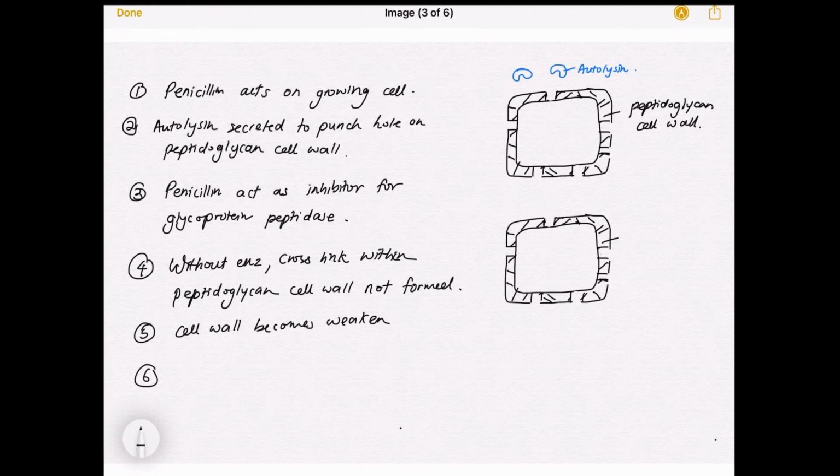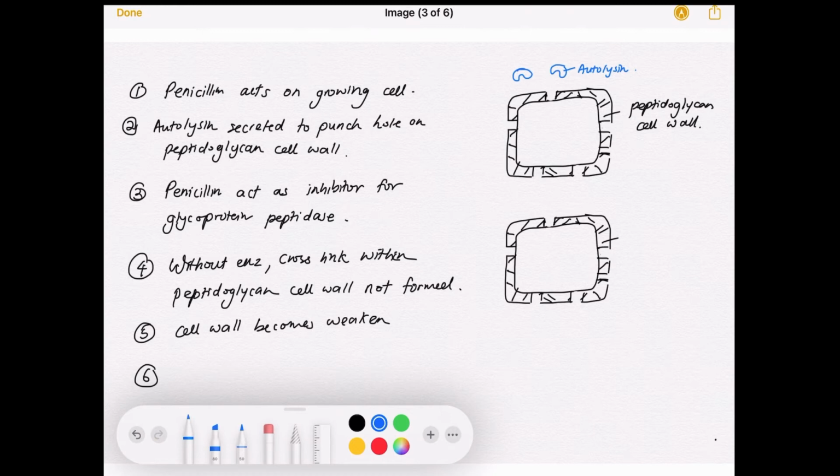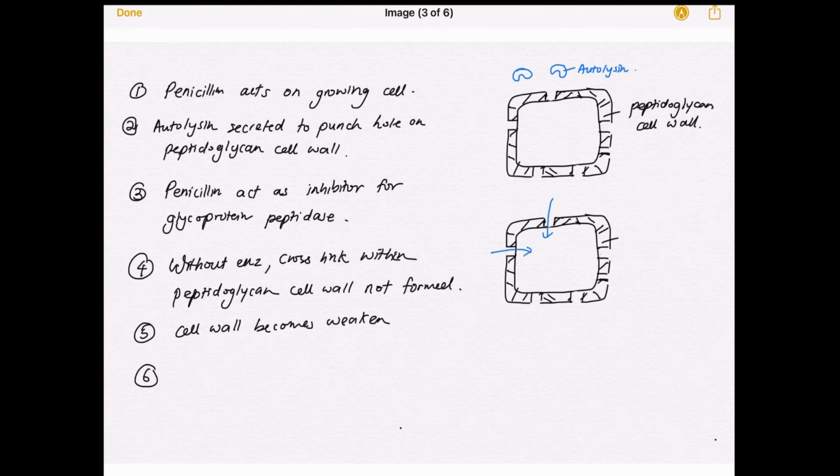Then what happens if the cell wall is weakened? As the bacterial cell is constantly in a watery environment, water will be coming into the bacterial cell by osmosis. So usually the bacteria will just expand and they will just grow and patch up the cell wall. But in this situation, the cell wall is no longer able to withstand the osmotic pressure, or sometimes it's known as pressure potential.